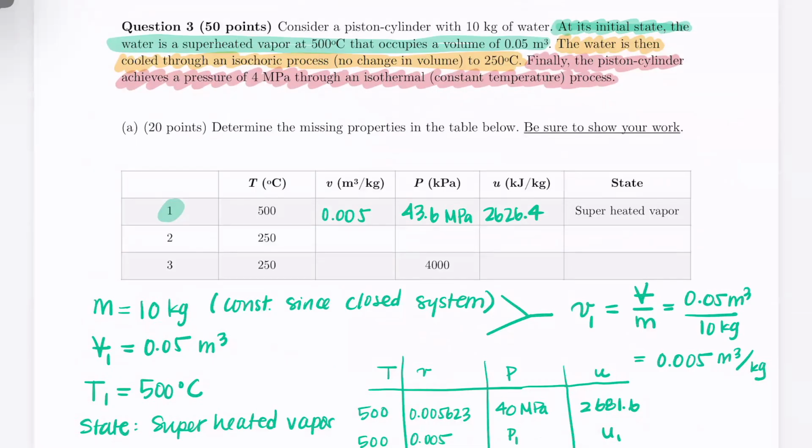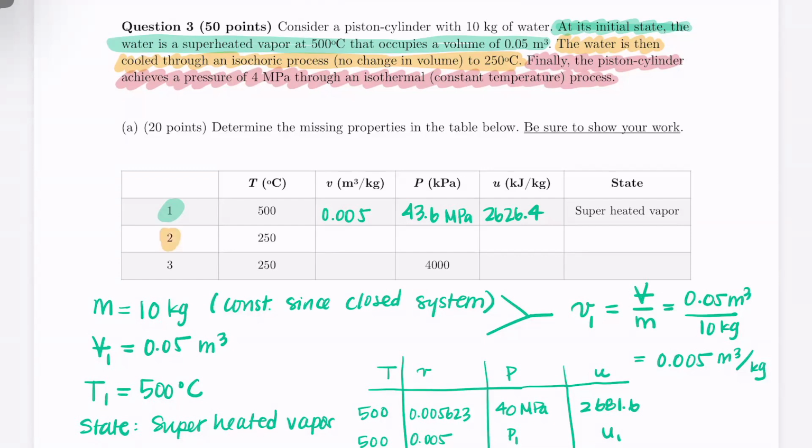All right, so just to recap the process, I'm gonna follow this exact same process for every state that I'm trying to get properties for. First things first is I want to figure out what state it is. So we already knew it was superheated vapor, so that told us what table to go to. And then we went to that table and interpolated based on the information we already had, which was temperature and specific volume. Okay, so let's do state two now.